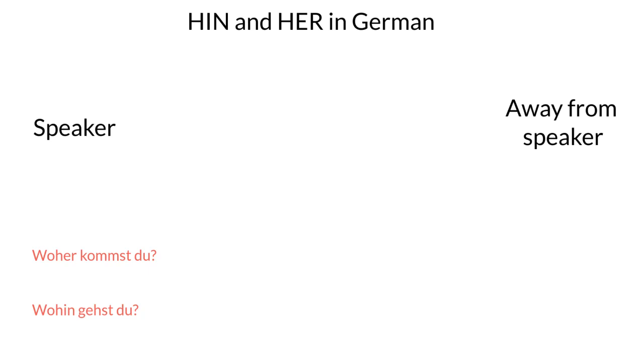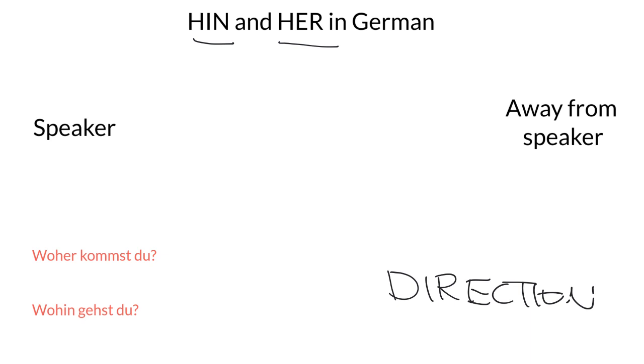This video is all about the two small words hin and her in German. They're really important. You see them everywhere. But what do they mean? Well, they've got to do with the concept of direction, and specifically direction in relation to the speaker.